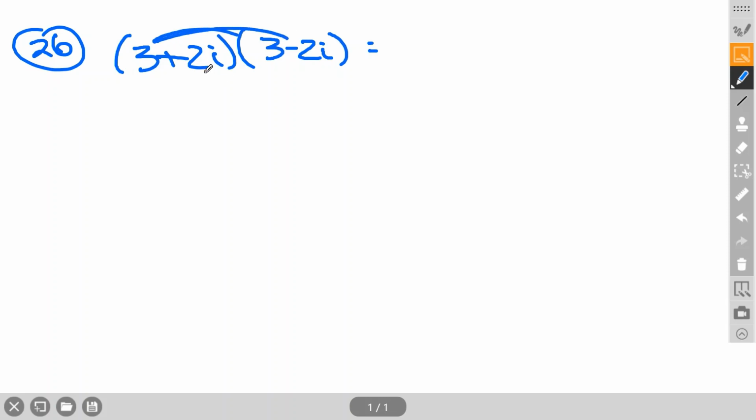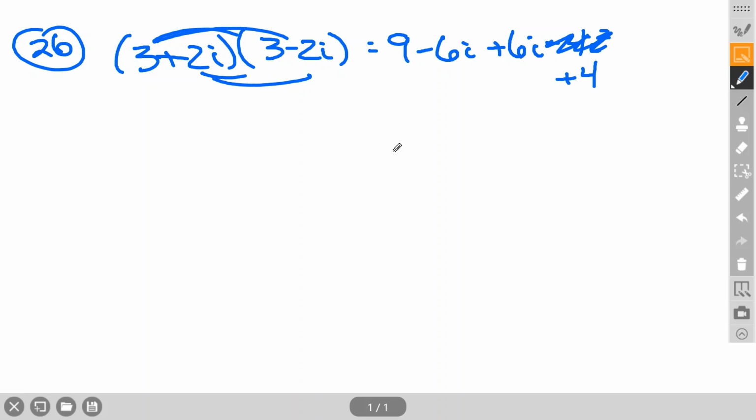So I'm going to distribute. 3 times 3 is 9. 3 times negative 2i is negative 6i. 2i times 3 is 6i. And 2i times negative 2i is negative 4i squared. But i squared is negative 1, so this is just positive 4. The 6i and negative 6i cancel, so I have 9 plus 4, which is 13. So number 26 is 13.